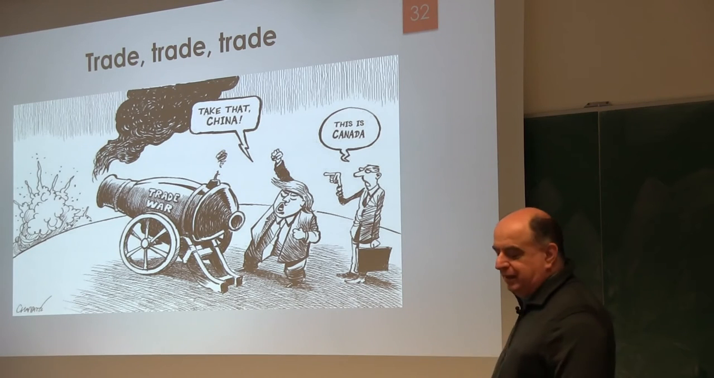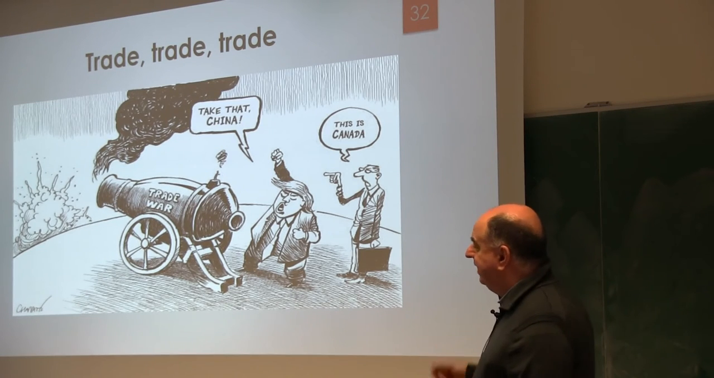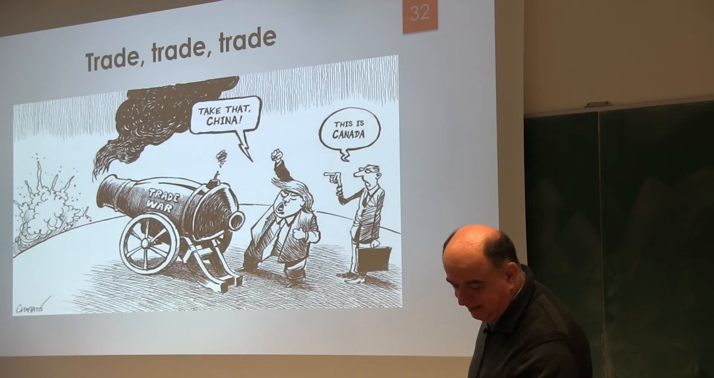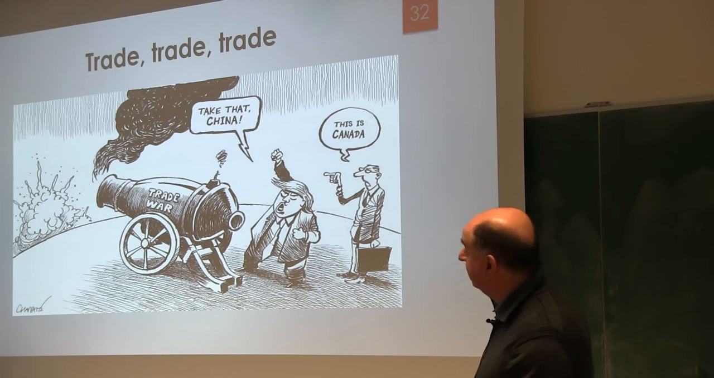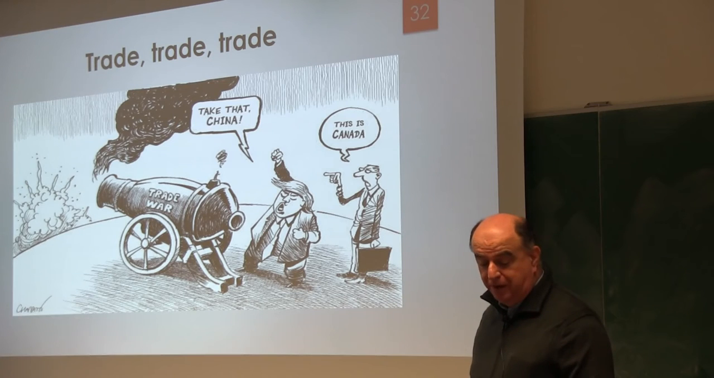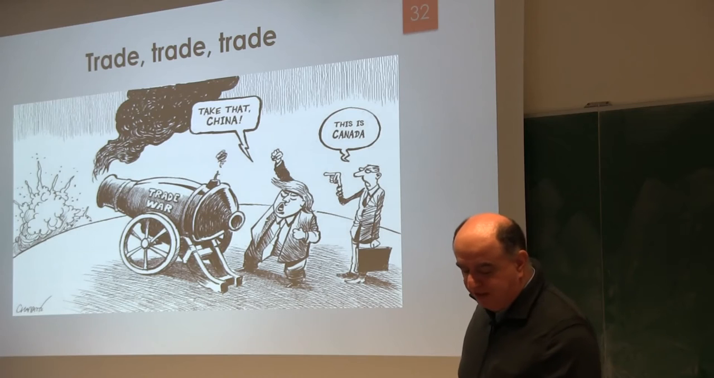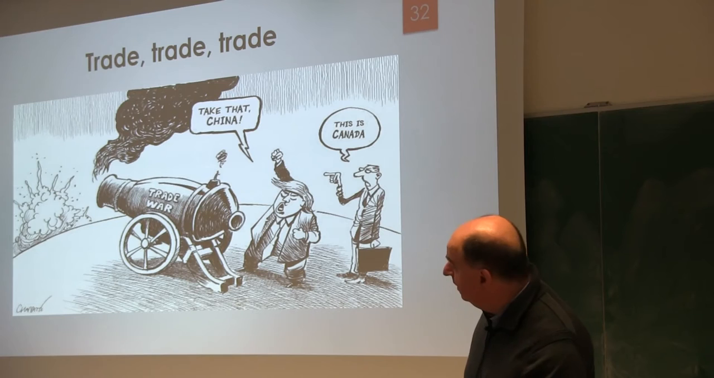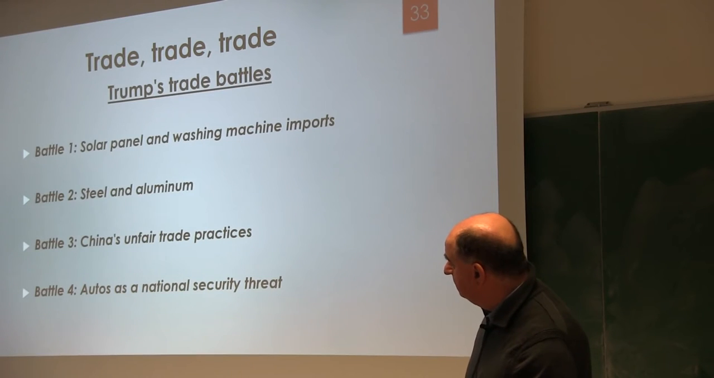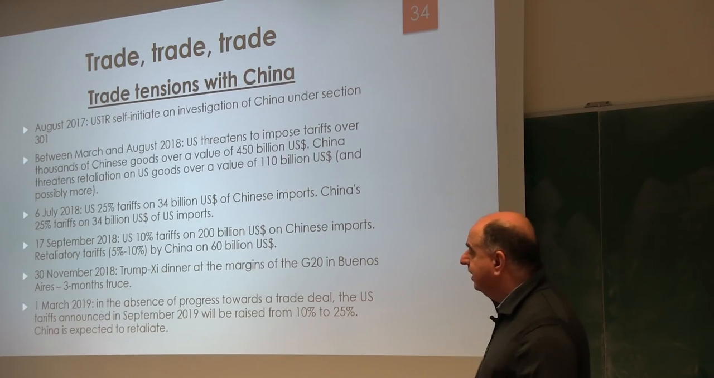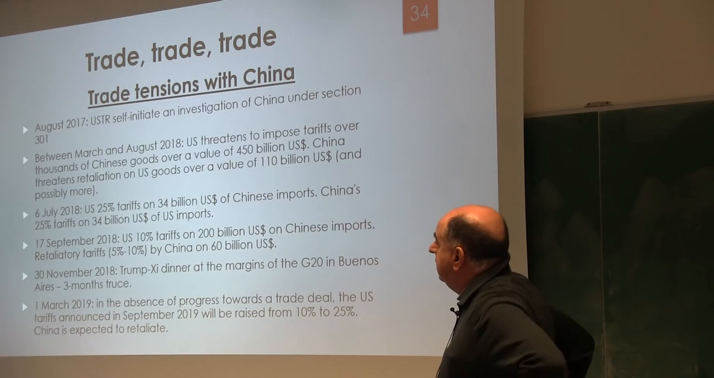So the tariffs, while nominally against China, in reality hit the allies of the United States, and for this reason, for instance, the European Union, apart from imposing countermeasures, has also brought the United States to the WTO and is asking the WTO to reverse the situation. The third is China, free trade practices. The fourth is the autos. Let me focus on China and the cars.